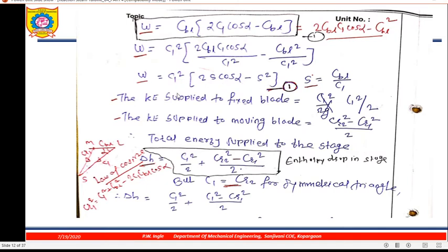Now again, we know that the kinetic energy supplied to the fixed plate is C1 square by 2. Then the kinetic energy supplied to the moving blade is CR2 square minus CR1 square upon 2.